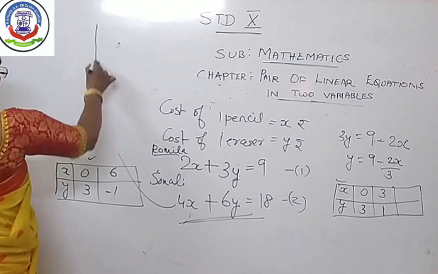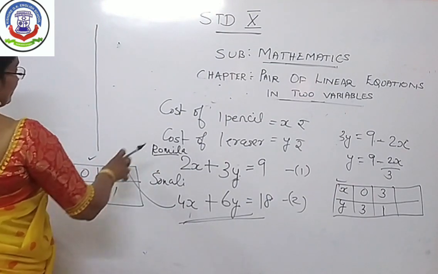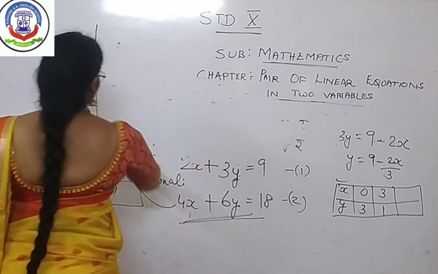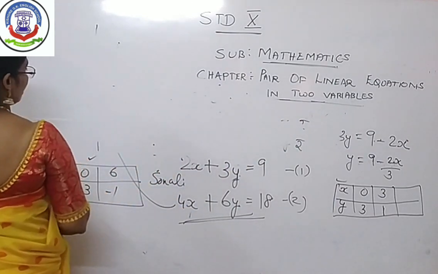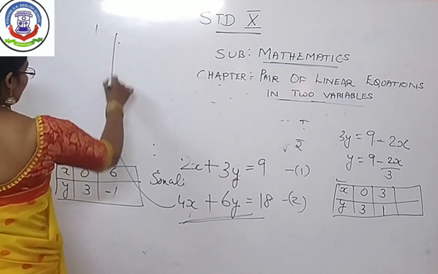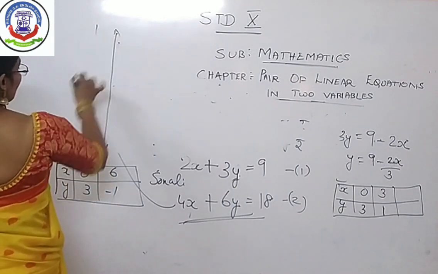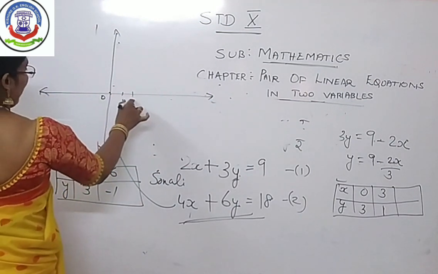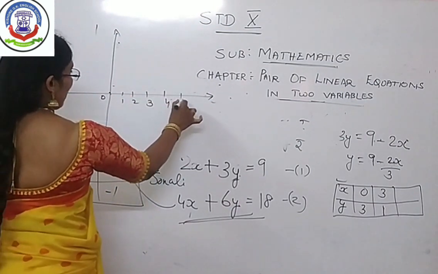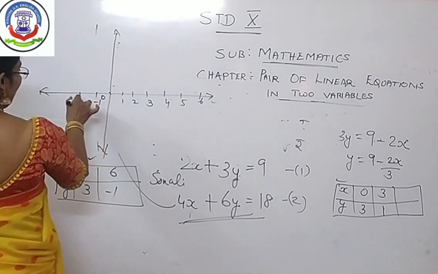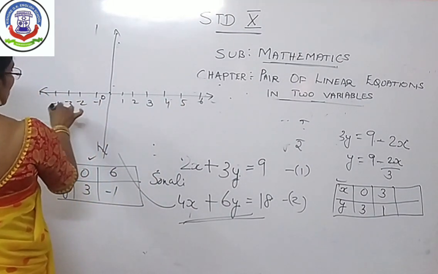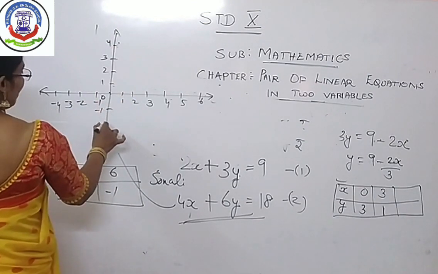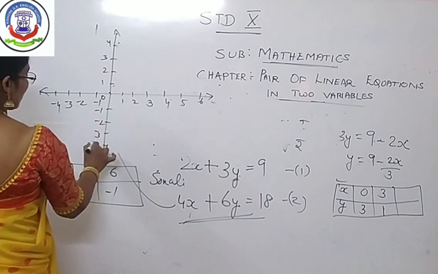Okay, so let us take one Cartesian coordinate plane. Let me erase this one. Okay, x and y, 0, 1, 2, 3, 4, 5, 6. You have to do it in the graph book only. Here I am just explaining this way, but you have to do it in the graph paper. Minus 1, minus 2, minus 3, minus 4.